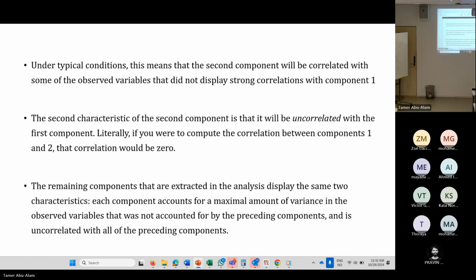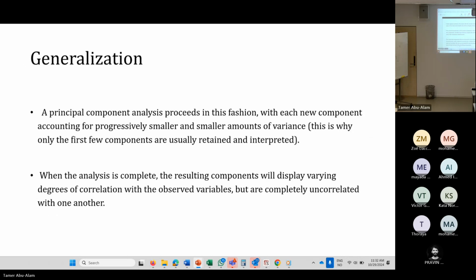And so on, the remaining components will be the same. They will contain less and less information. This is just a generalization of principal component analysis as it proceeds in this fashion: a small amount of variance, and when you go to the second one, it will be smaller, and smaller. When the analysis is complete, the resulting components may display varying degrees of correlation with the original variables, but they should be completely uncorrelated with each other. And this is the point, because you try to extract the data without correlation between them.